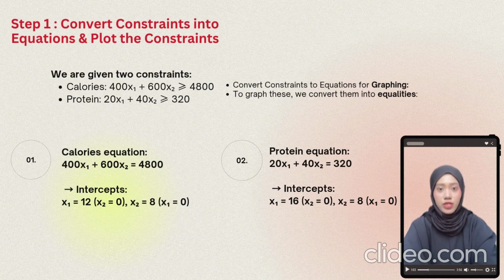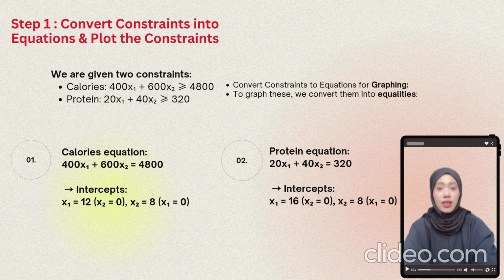Let's start with step 1, which is to prepare our problem for graphing. In this case, we are given two constraints related to nutrition, calories, and protein. Both are written as inequalities with greater than or equal to sign. To draw this on the graph, we must convert the inequalities into equations.